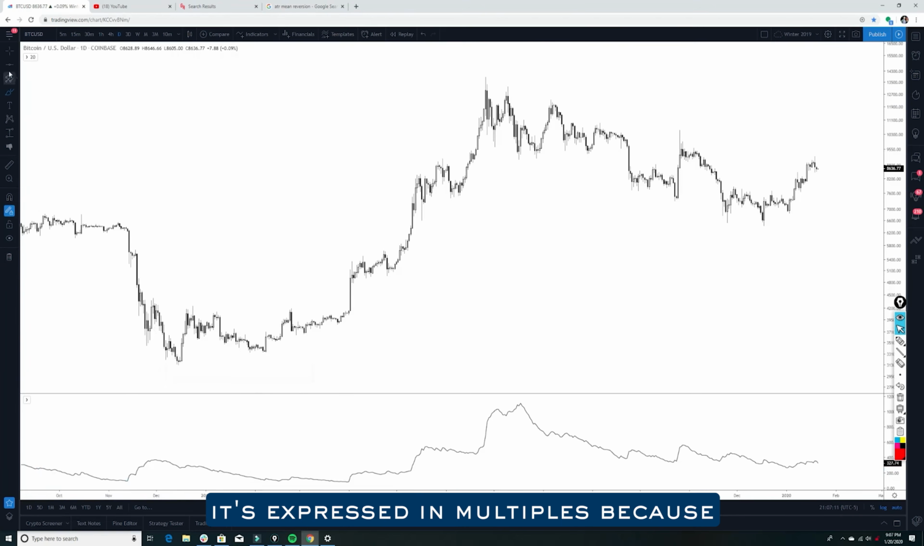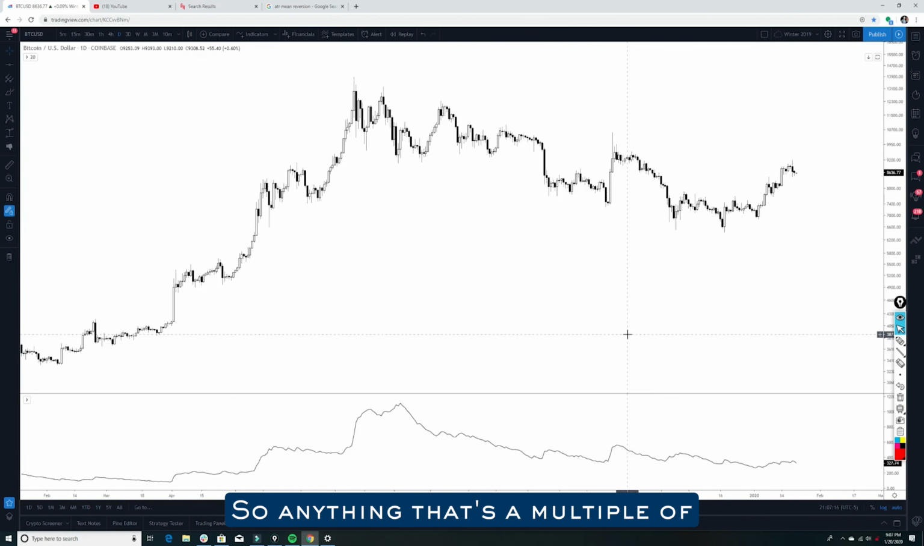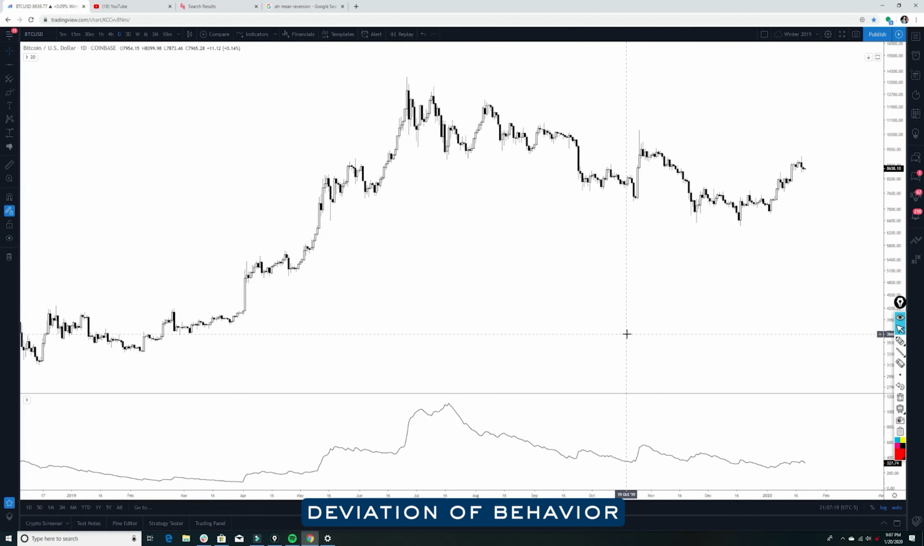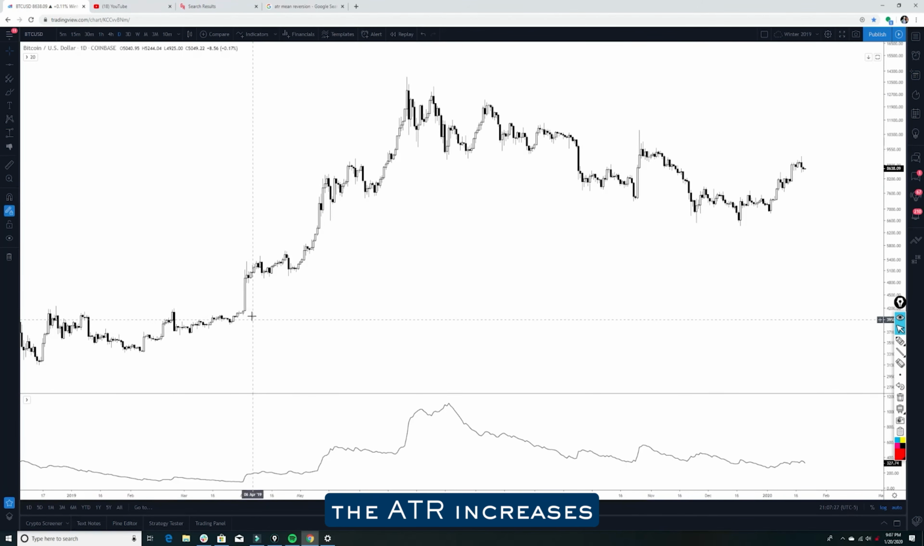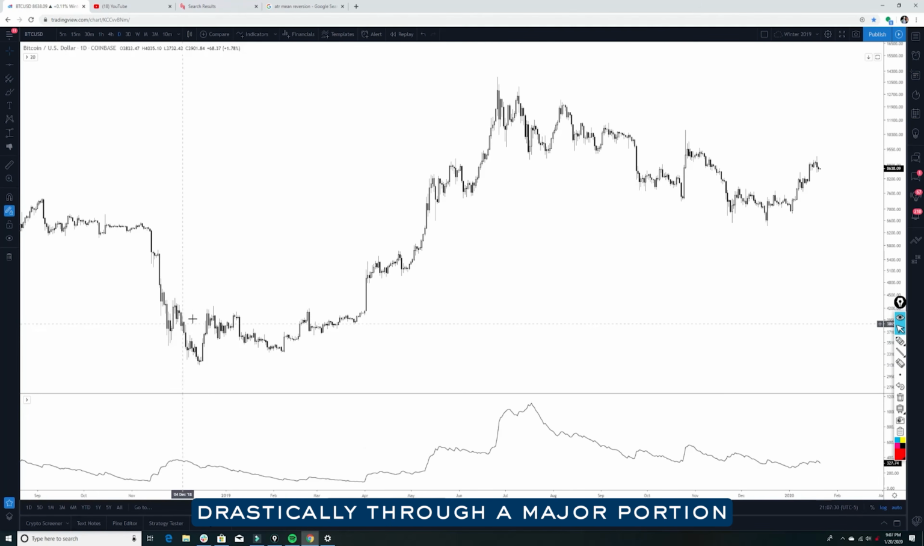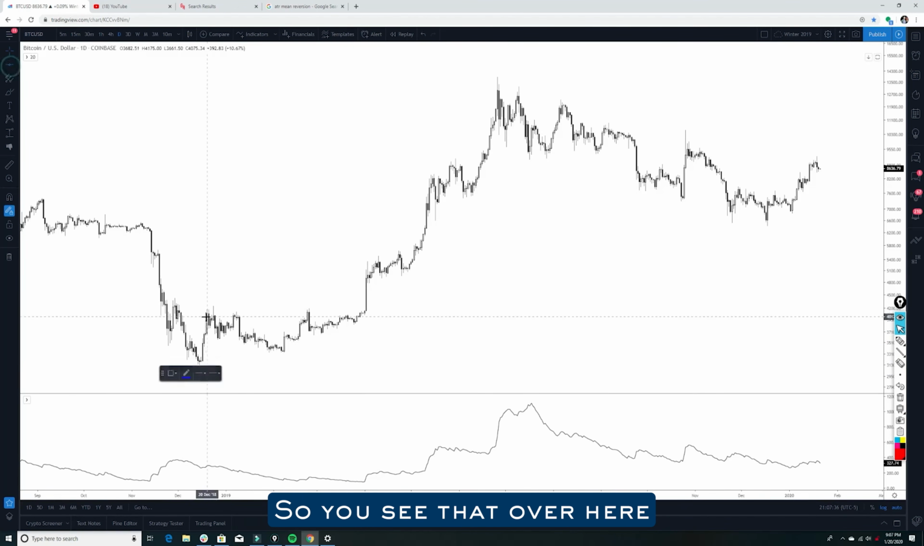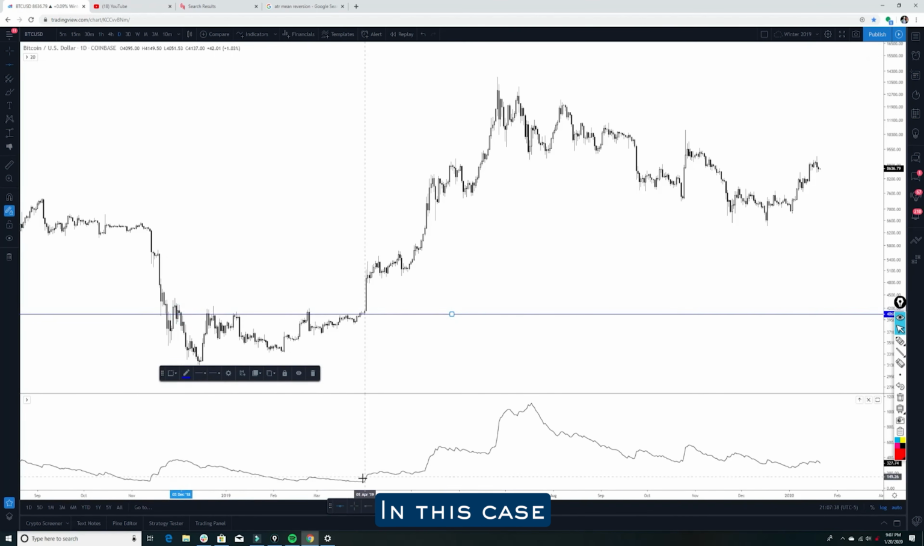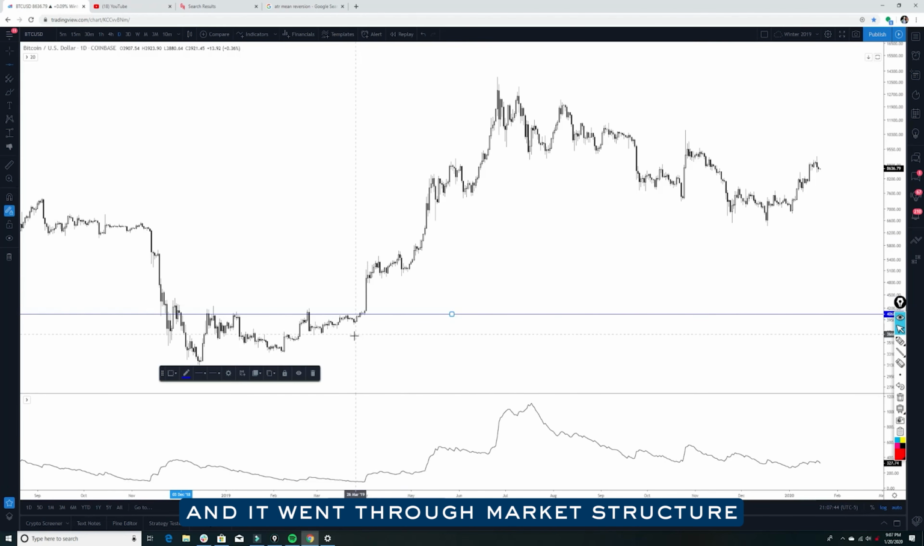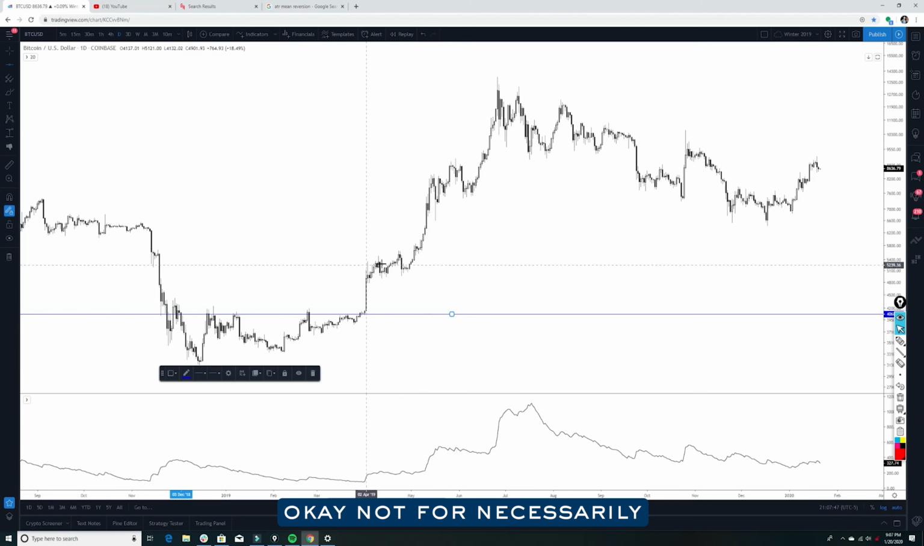So again, it's expressed in multiples because we're looking at ATR, it's an average. Anything that's a multiple of that is considered outside of the normal standard deviation of behavior. If we see that the ATR increases drastically through a major portion of market structure, that's an argument for a breakout or a trend change. So you see over here, market structure, high, high, high. In this case, the ATR went from compression to very large expansion, and it went through market structure. There's an argument for a trend change, not necessarily for some type of trend reversal or fading this move.